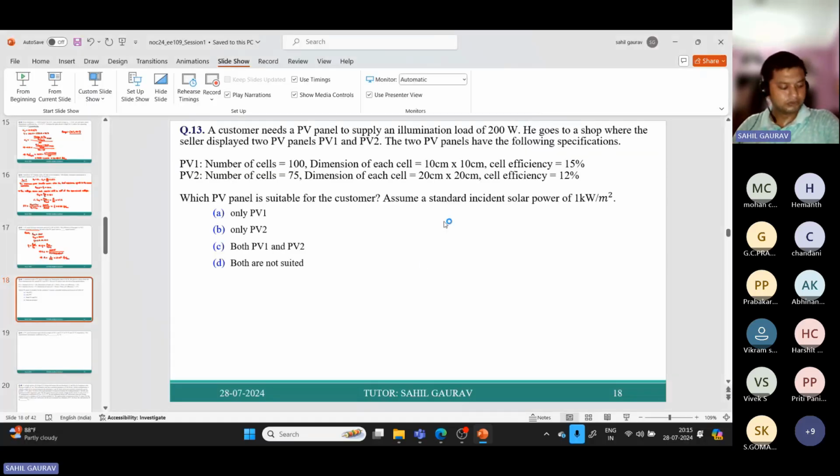What you need to do here is, you are given this load of 200 watt. Based on the load, there are two PV panels available, and first you have to calculate the output power of the PV panels. If the output power of a PV panel is greater than the required power, then you opt for that PV panel. If it is less than the required load, then you neglect that. The demand power given is 200 watt.